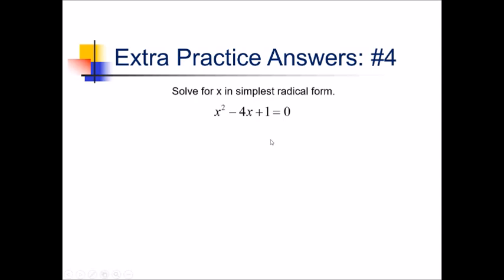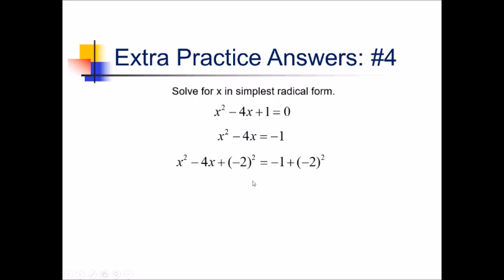So let's go ahead and try to complete the square on this thing. I'll start by subtracting 1 over to the right side, and at this point I need to take half of my x term, so half of negative 4, and square that. So that's going to be negative 2 squared. So I'm adding negative 2 squared to each side of this equation.